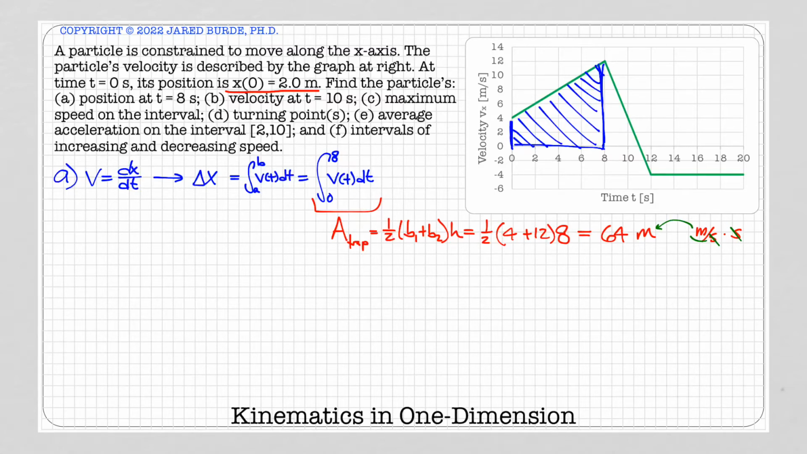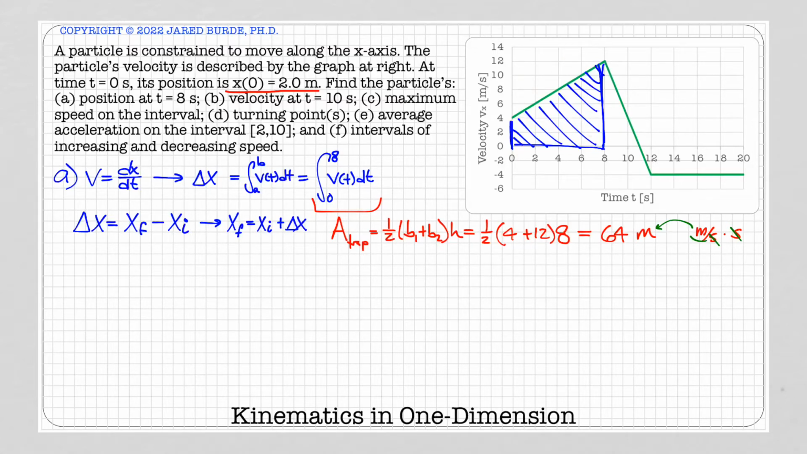Now this is the displacement. This is how far I've gone between 0 and 8 seconds. If I want to know my position, it is defined as the final position at the end of this displacement, and I need to know my initial position. Or by rearranging it, I can think of this as my final position is going to be my starting point plus the displacement that I undergo, as shown as the area under the curve.